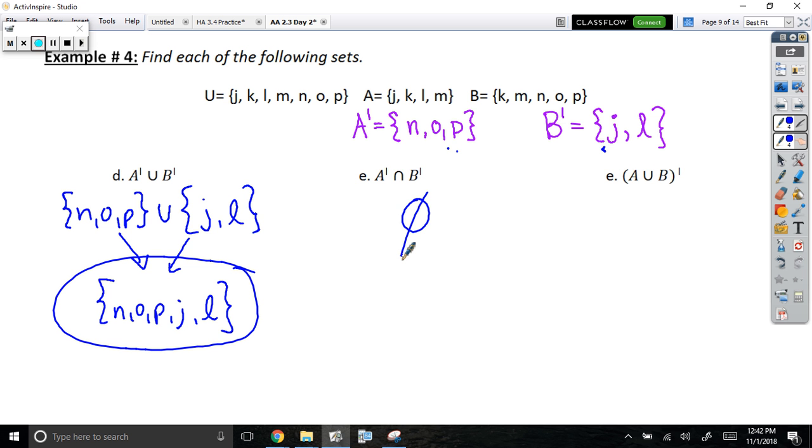Yes. For D, do you have to write the top part? No. I just said that.